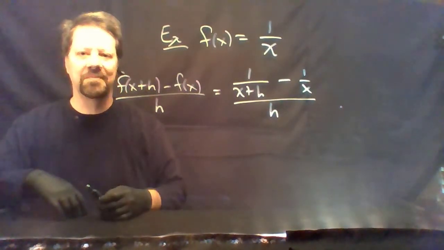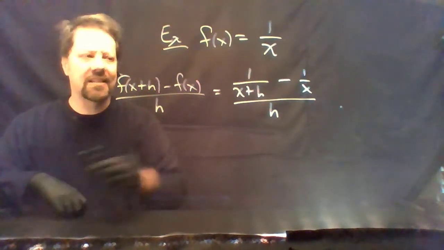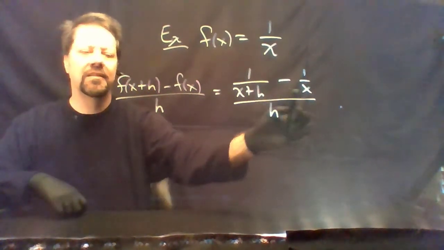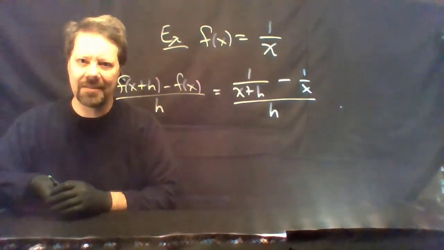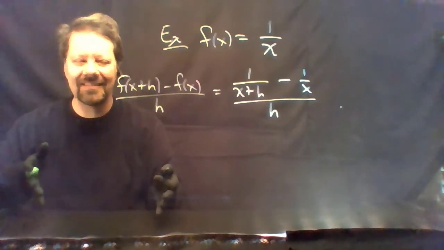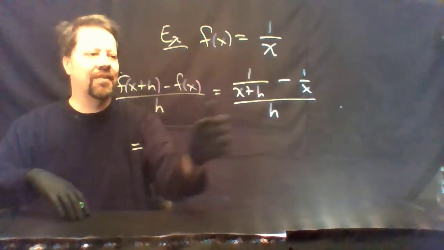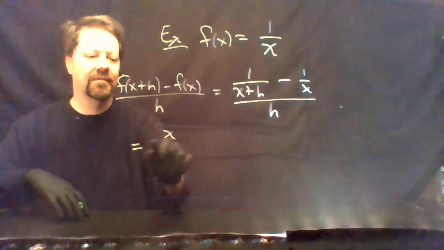all over h. At this point, you need to recognize that we are subtracting fractions. How do you subtract fractions? You have to have a common denominator. And so on the first term, I need to multiply by x over x.